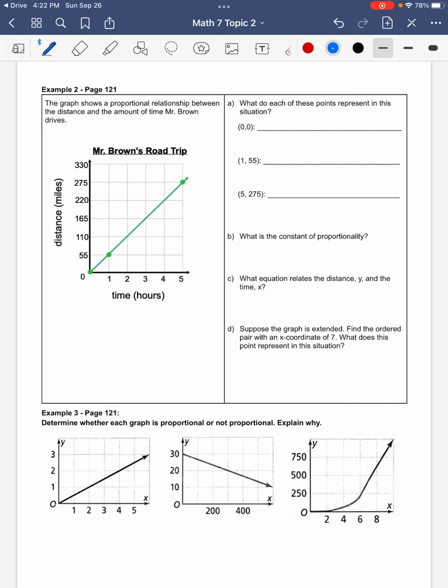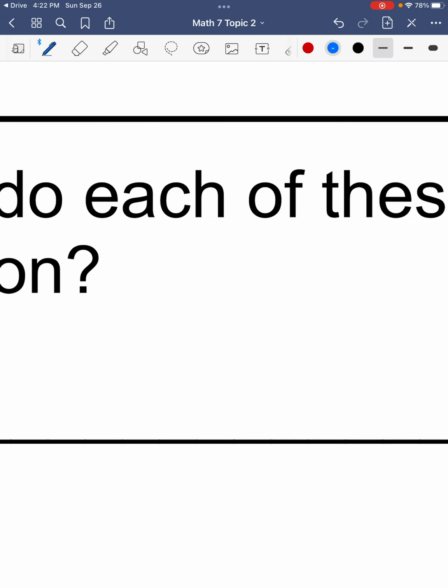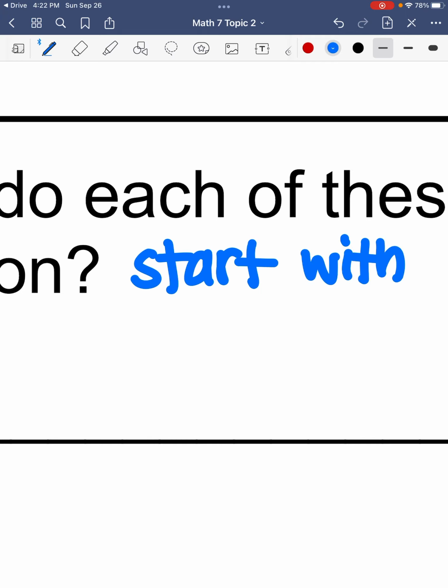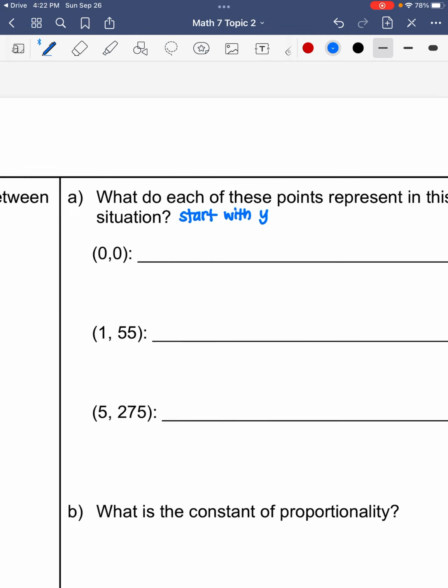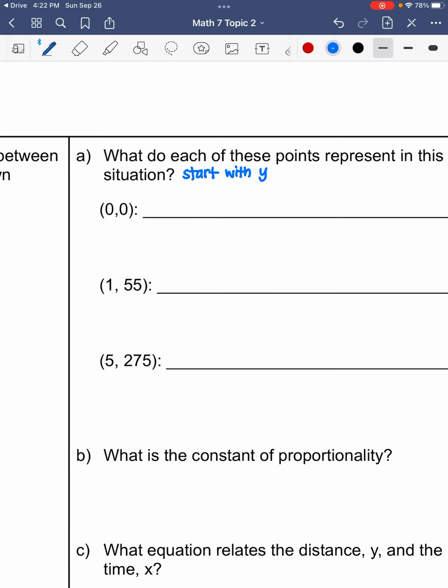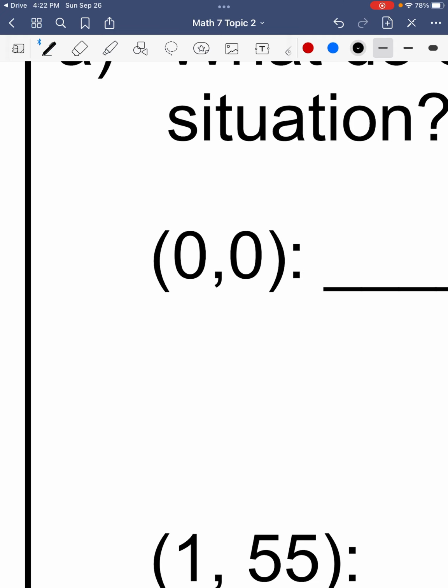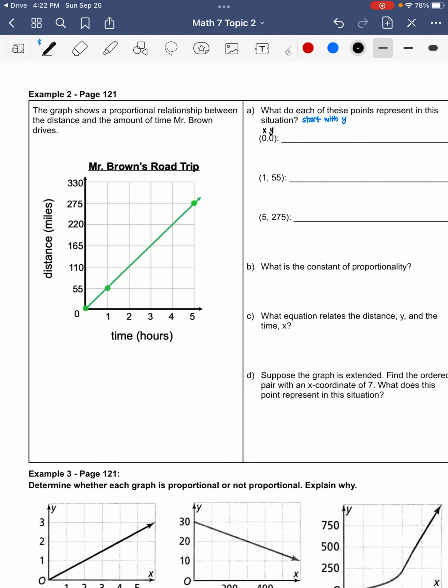Okay, so we're going to figure out what these points represent. And the way I like to do this is I like to start with my y, and then bring in the x after the y. So remember, points are labeled as the x value first and the y value second. Okay? And this is all about Mr. Brown's road trip. So the y value here is that he drives 0 miles.